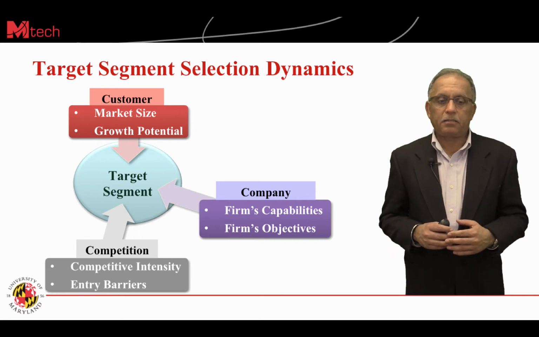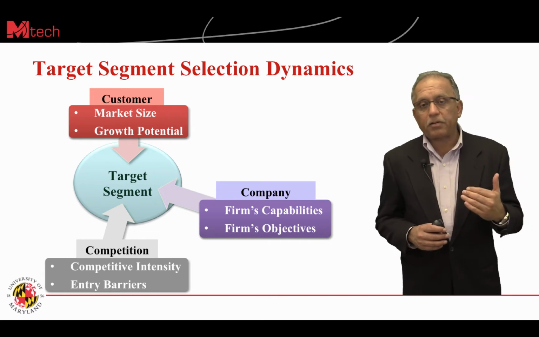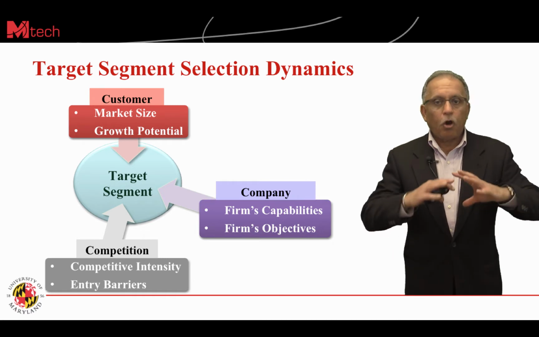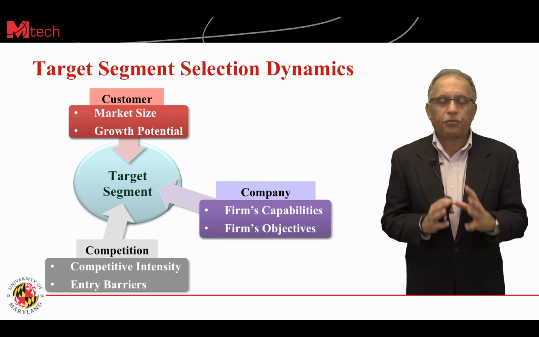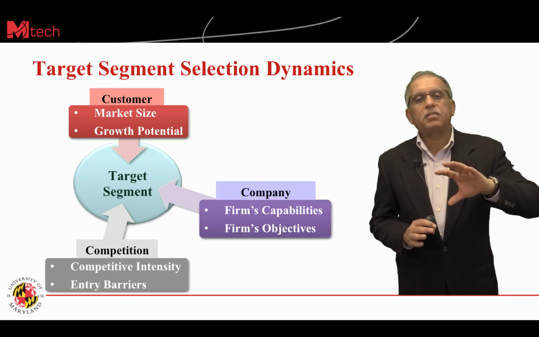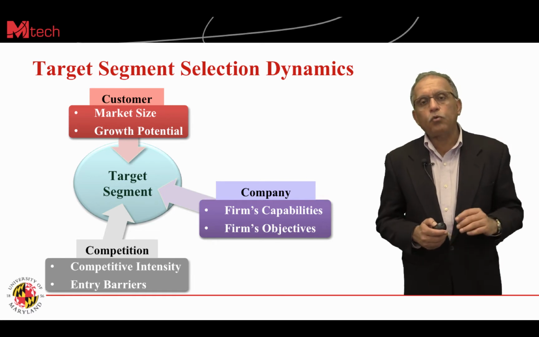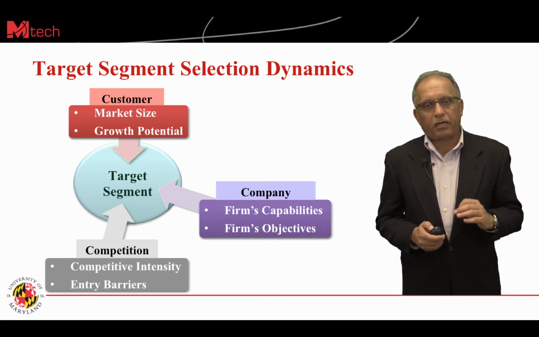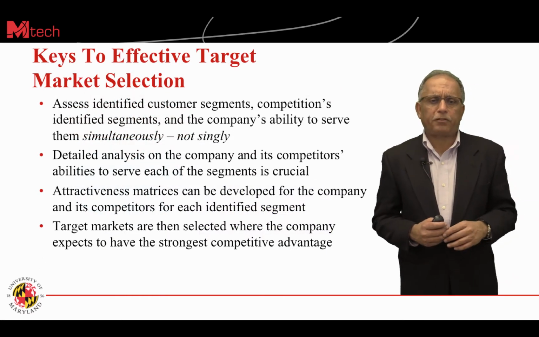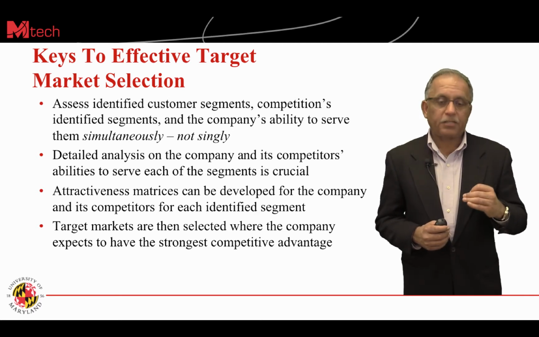And the last is competition. How intense is the competition? What are the entry barriers that exist to competition? Can the competition do some of the same things that we can do? When you juxtapose all these three things together and then apply them to the overall segmentation scheme that you have developed, it'll start giving you a very clear idea of who your target market or target markets can be.